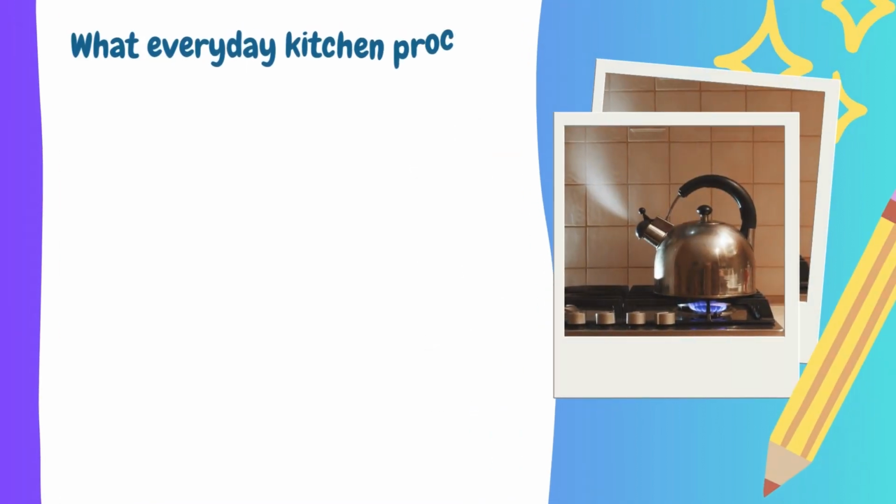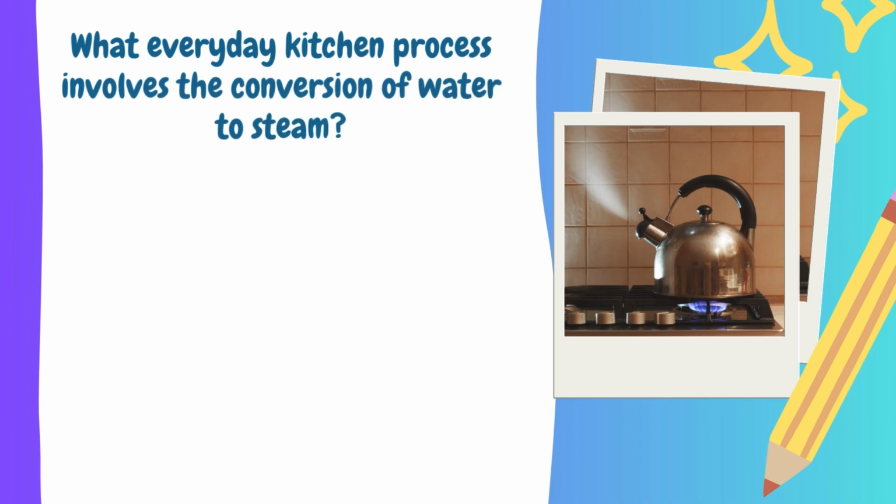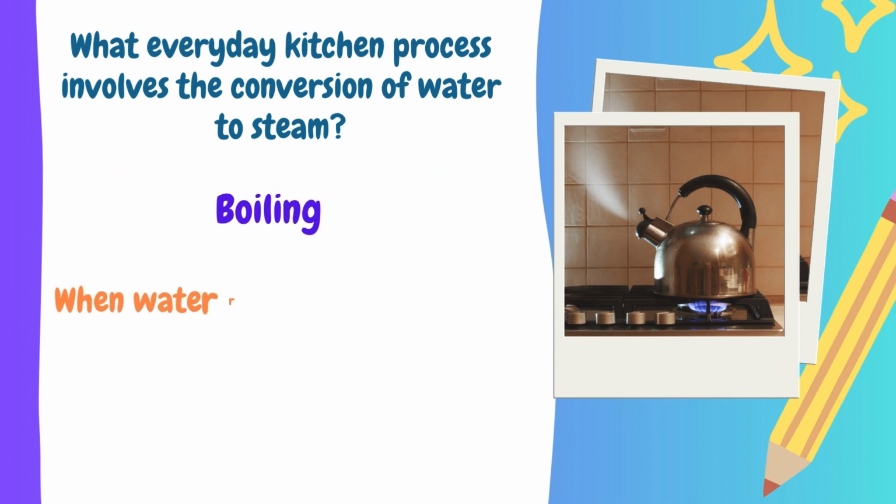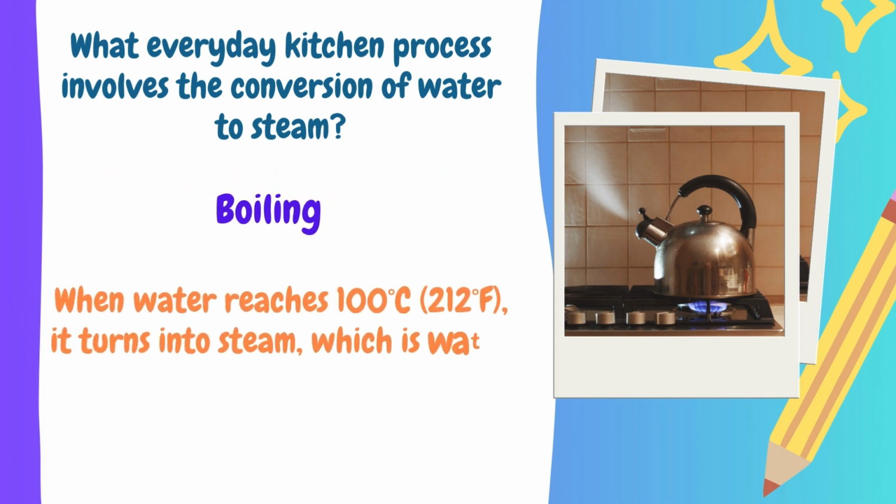What everyday kitchen process involves the conversion of water to steam? It happens when things get really hot. The answer is boiling. Water turns to steam when it reaches 100 degrees Celsius.